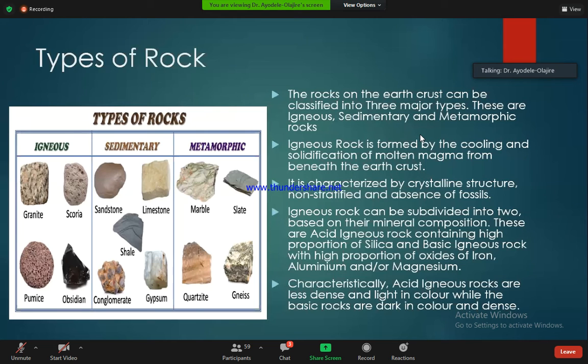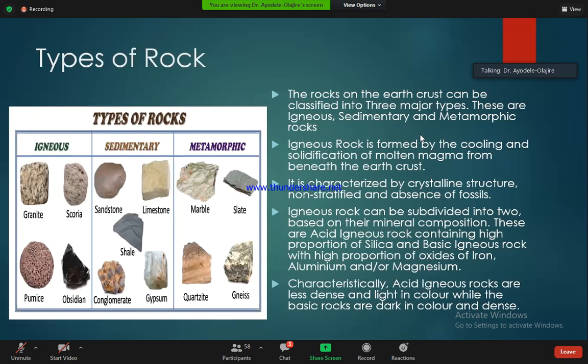And a third characteristic is that igneous rocks do not contain fossils. They are not formed from fossil materials. So I've talked about three things now. I said they are crystalline in structure, they are non-stratified, and they do not contain fossils. Now, generally, igneous rocks can be subdivided into two based on their mineral composition. So we have acid igneous rocks on one hand, and then we have basic igneous rocks on the other hand.